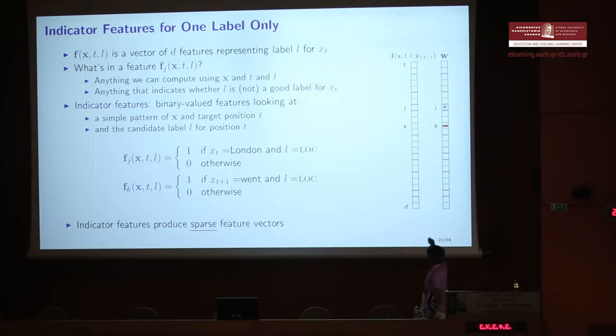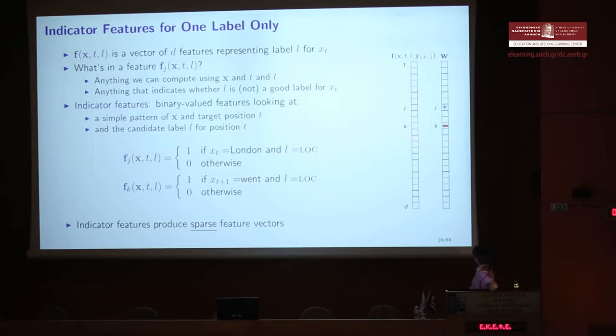If not, there is a zero, okay? So if there's a zero, this weight is irrelevant, right? So the indicator features are indicators of certain patterns. If we see that the current word is labeled as location, this looks like something likely, right? It's likely that London is a location, so a good weight vector would have a positive weight, because London tends to be a location.